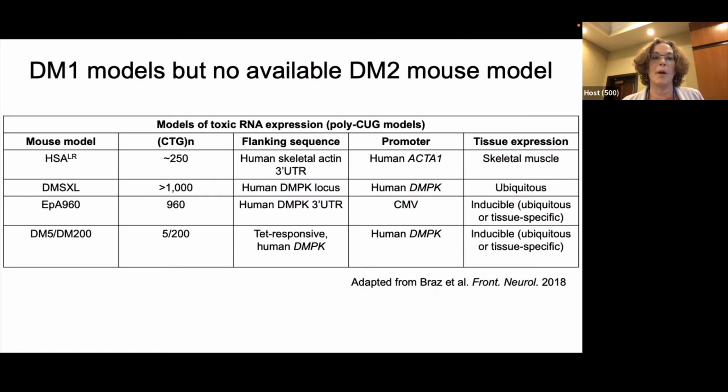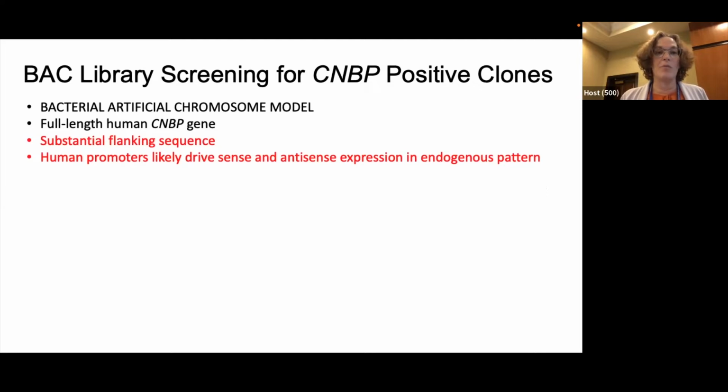So there have been quite a few DM1 mouse models that have been made, but there are no DM2 mouse models that are available. And that's a problem. If we had a good DM2 mouse model, then we could use it to better understand the similarities and differences between DM1 and DM2, but also across multiple repeat expansion diseases. And we've tried to make this model for a whole bunch of years.